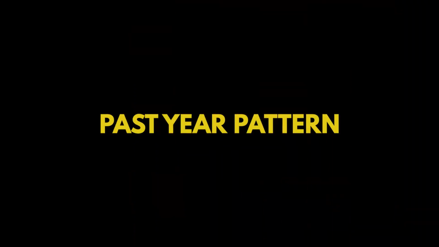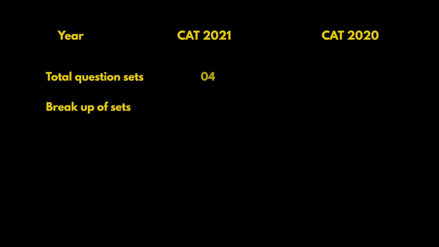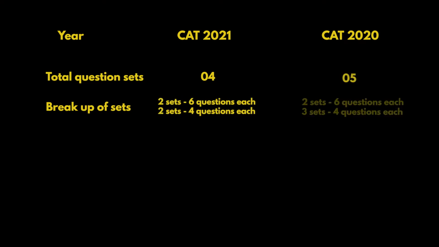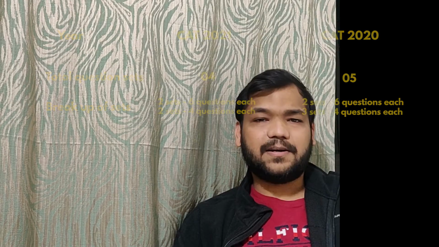Now, getting to the paper pattern, in CAT 2021, there were 4 sets which were asked from the section. There were 2 sets of 6 questions and 2 sets of 4 questions. In CAT 2020, there were a total of 5 sets: 2 sets of 6 questions, 3 sets of 4 questions. So let me give you a very brief idea about what sets are. Basically, they'll give you a paragraph and a few statements and maybe figures and charts. And there'll be 4 to 6 questions related to that paragraph which you will need to answer.